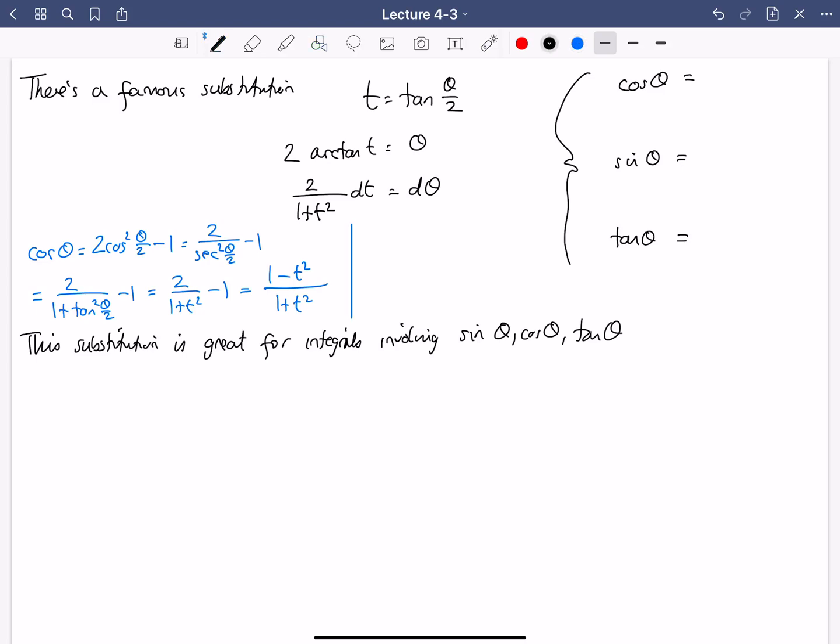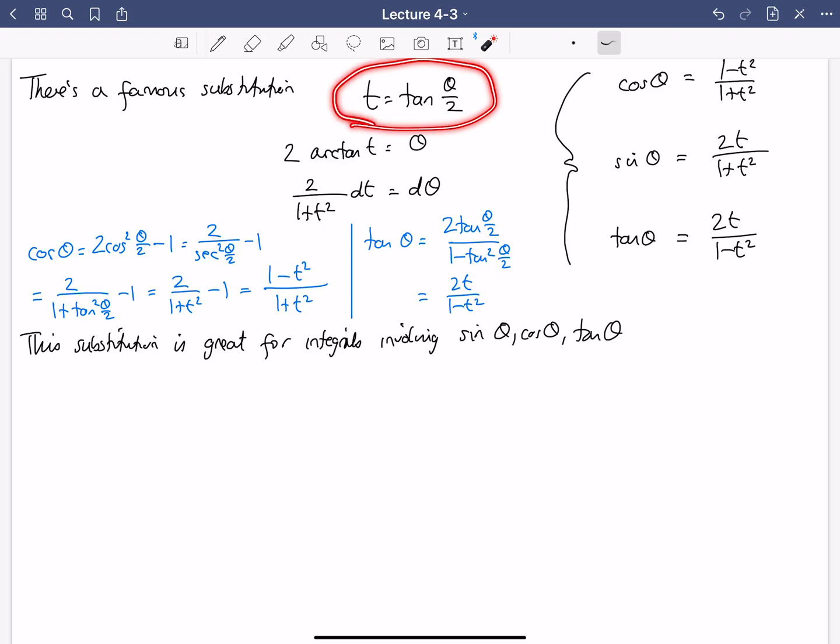Let me fill that in up top. So cosine, here's the master formula we just derived, 1 minus t squared over 1 plus t squared. The other one that's pretty easy is tan, because we know the double angle formula for tangent. We've used that before. Tan theta is 2 tan theta over 2 over 1 minus tan squared theta over 2. So that's 2t over 1 minus t squared. So tangent's easy. It's 2t over 1 minus t squared. And then sine, well, sine is cosine times tangent. So if I multiply my two formulas together, the 1 minus t squareds cancel, and you get the formula for sine, 2t over 1 plus t squared.